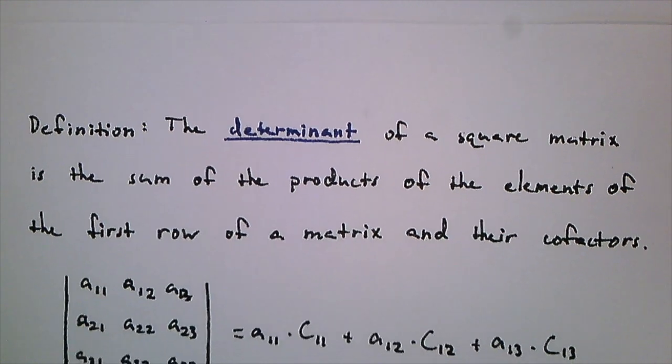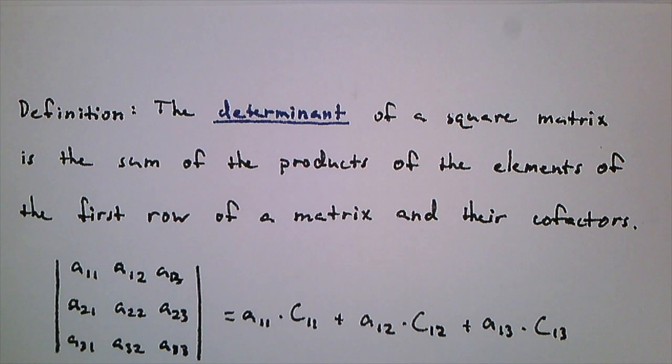I've written down a 3 by 3 determinant, and I've just written out the elements A11, A12, A13, and so on. So according to the definition, we're going to take the elements on the first row, A11, A12, A13, and multiply them by their cofactors. So A11 times C11, A12 times C12, and A13 times C13. And then we just take the sum of all three.